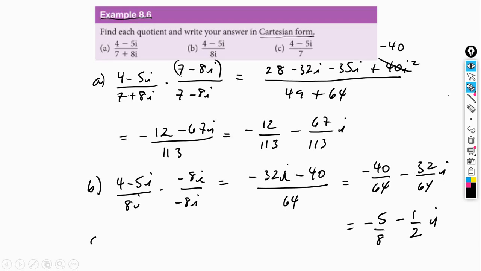Now for c, we don't have to do anything, right? Because the denominator does not have any imaginary part. So we can just leave it as 4/7 minus 5/7 i.